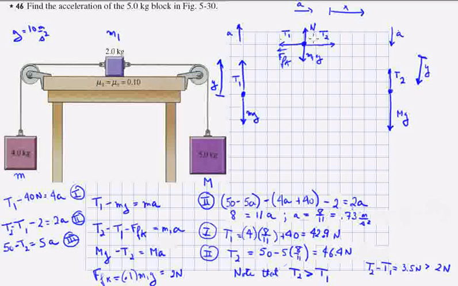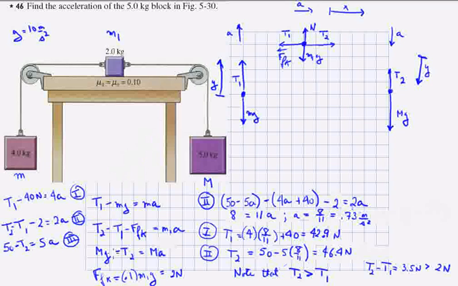So I'm expecting big Mg to be bigger than T2, so I get a net acceleration. And then on m1, the mass on the table, T2 is going to be bigger than T1. Since the motion is to the right, the kinetic frictional force is going to be to the left.